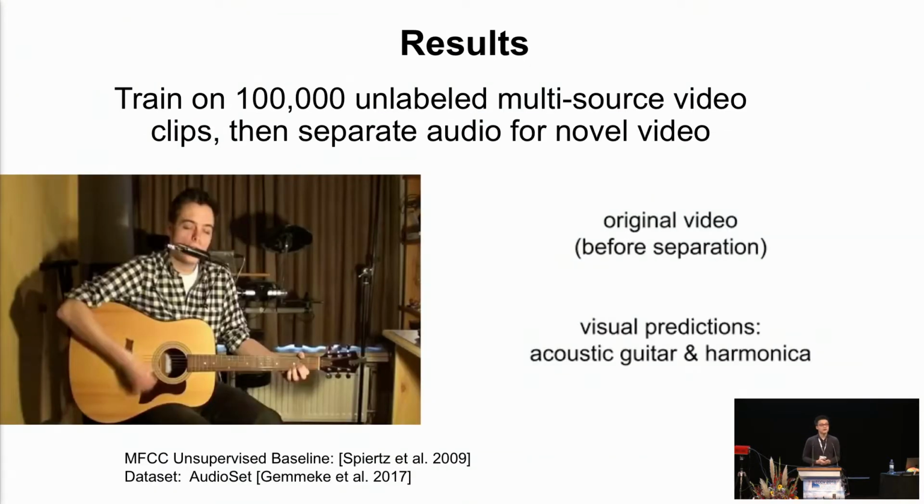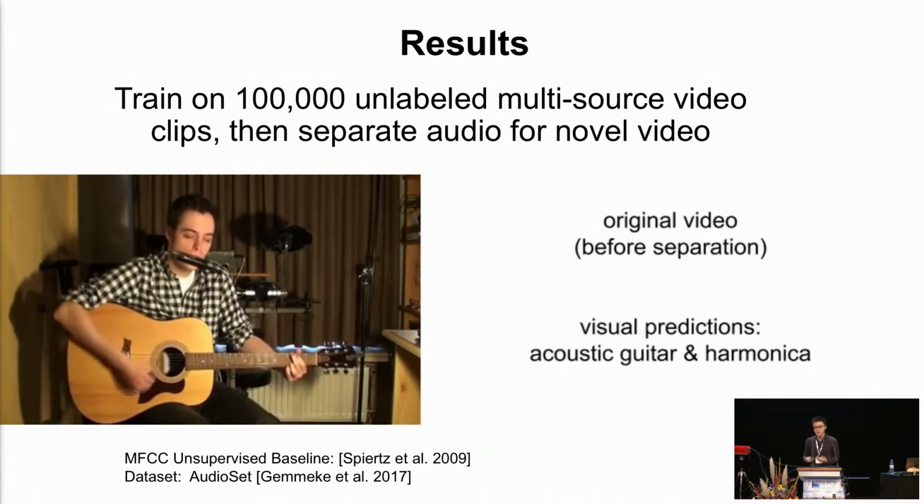OK, now let's see some results. We train on over 100,000 unlabeled multi-source video clips and then separate audio for a novel test video. And here is the original video. The video predictions give acoustic guitar and harmonica.